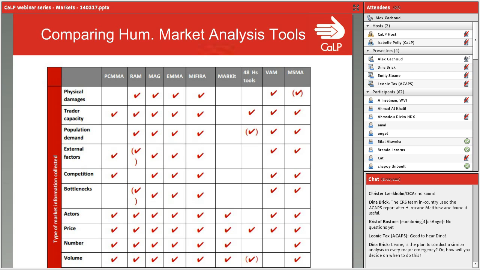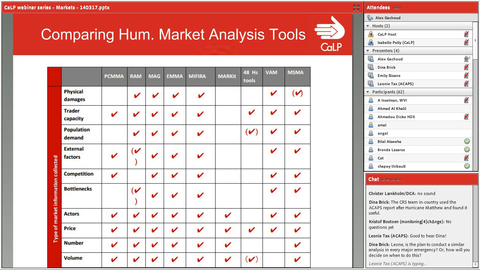So some of you might be familiar with the document that was produced, I think, pretty much a year ago by CaLP, that was comparing the different humanitarian market analysis tools. So this comparison was quite useful, but it only focuses on humanitarian tools. So pretty much a bit of preparedness, the emergency, and a tiny bit of early recovery, but it stops there.